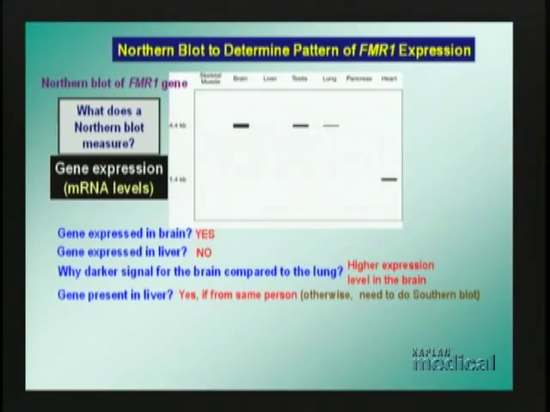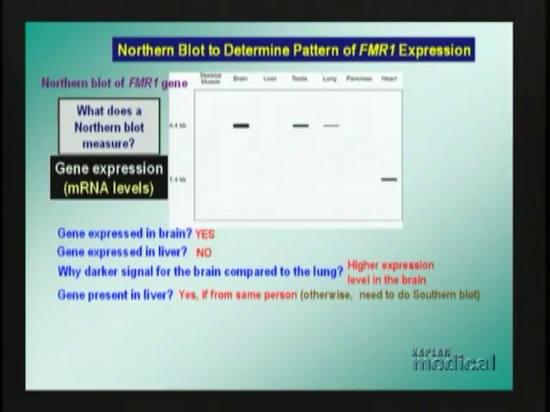If I didn't say that these came from the same individual, then you cannot say that the gene is present in the liver. After all, how do you know the liver didn't come from some sort of elephant? So if these came from the same individual, then the answer is indeed yes, but otherwise you need to do a southern blot. What I'm driving at is, on a national board, read the question carefully.